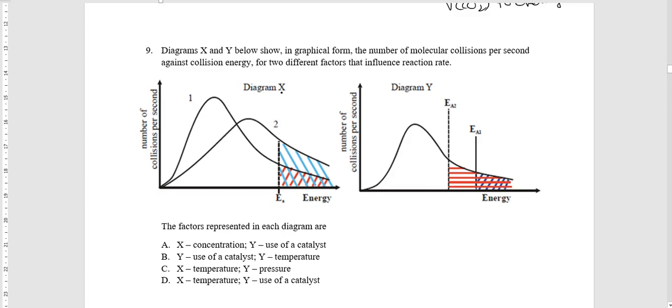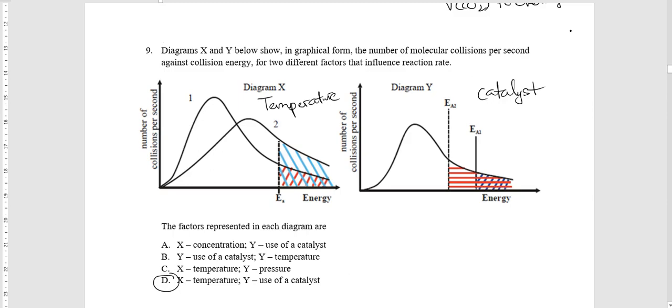So if you look at X, you can see a change in the distribution of the curve, and that's classic temperature. If you change the temperature, you change the distribution of kinetic energies of particles. So 2 has a higher temperature than 1 because more particles have a higher amount of energy. Moving on to diagram Y, this is catalyst because there is a change in the activation energy barrier. So X is temperature, Y is catalyst, also D.